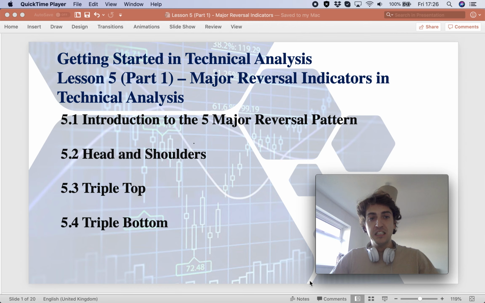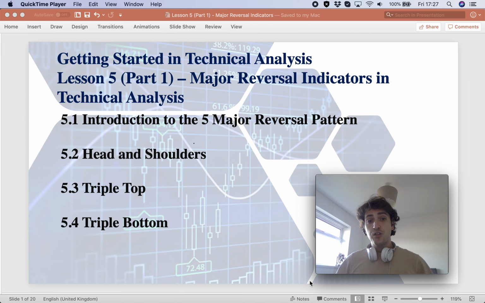We saw already in part 1 of lesson 5 one of the major reversal indicators or patterns, and it is the head and shoulders. This one is one of the most important. I can do a quick summary, a recap, but please have a look at part 1a to have a better understanding of this reversal pattern.